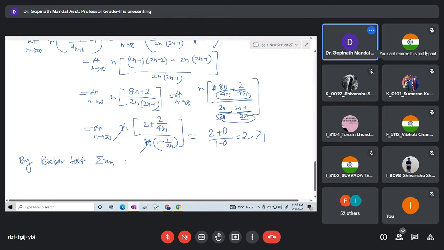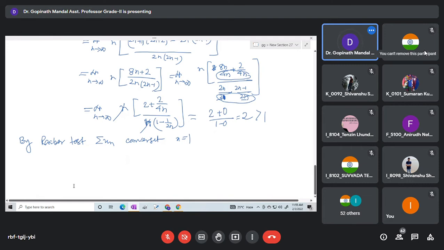The series is convergent when x equal to 1. So finally we get the series un is convergent when x less than or equal to 1, and divergent when x greater than 1.